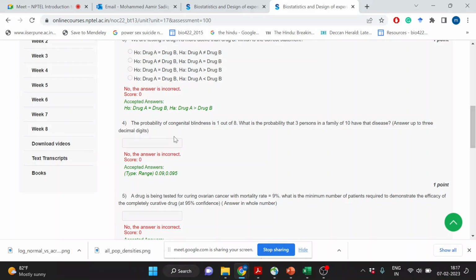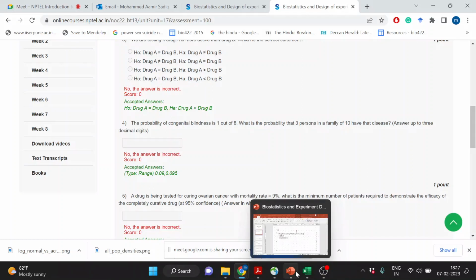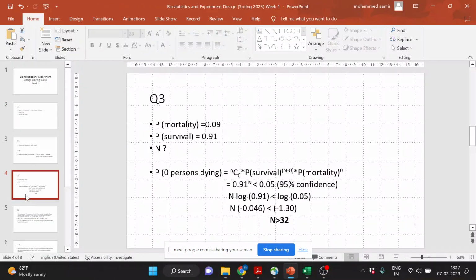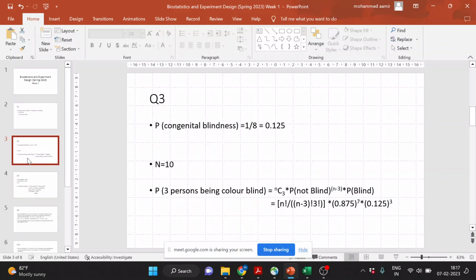So, the first thing you need to calculate is the probability of congenital blindness, that is 1 out of 8, which is how much? 0.125. Okay, and the number of individuals, your sample, is 10 individuals. I need to calculate the probability that 3 of them have this disease.